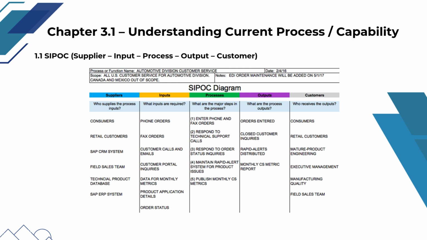external customers. By summarizing the end-to-end flow at a macro level, SIPOC ensures shared understanding across stakeholders, highlights key customer touchpoints and dependencies, and establishes the baseline context needed to assess current capability, identify gaps, and make informed design decisions in later analyze and design phases.